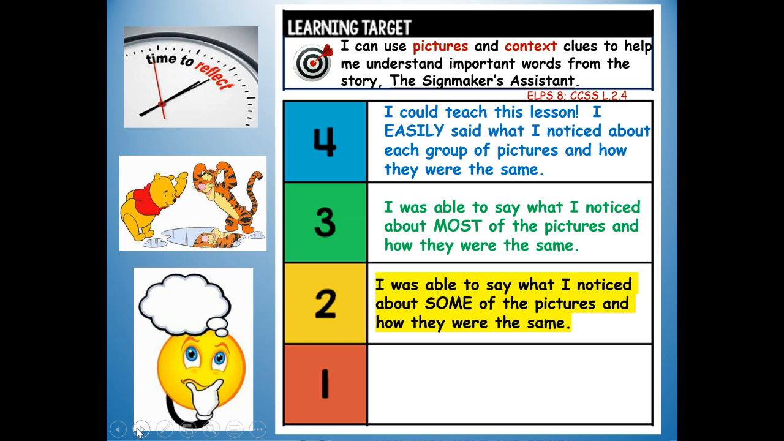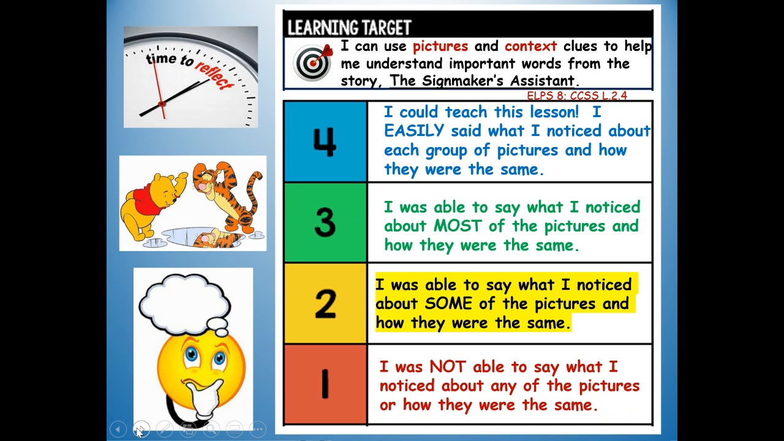Or would you give yourself a 2? I was able to say what I noticed about some of the pictures and how they were the same. Or would you give yourself a 1? I was not able to say what I noticed about any of the pictures or how they were the same. So, how do you think you did? 4, 3, 2, or 1?